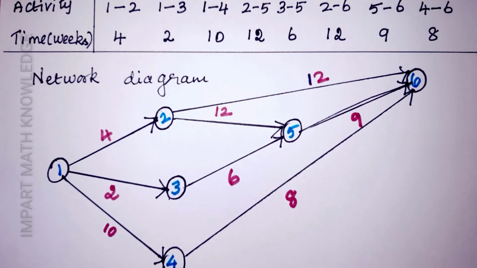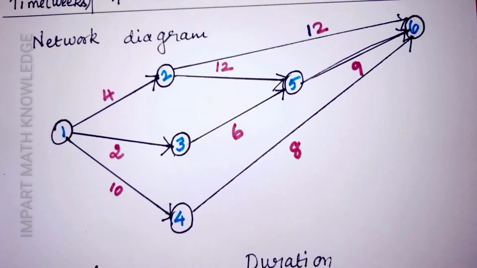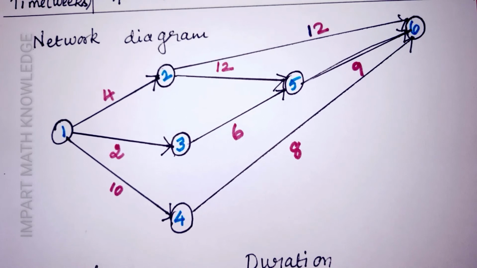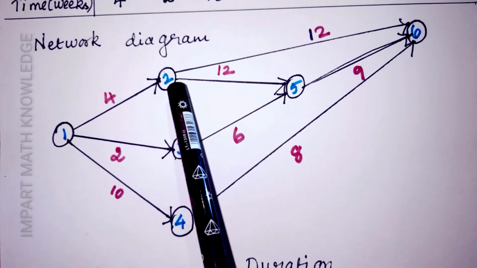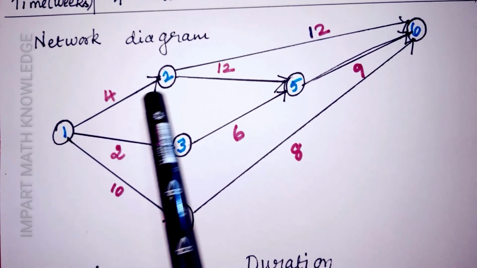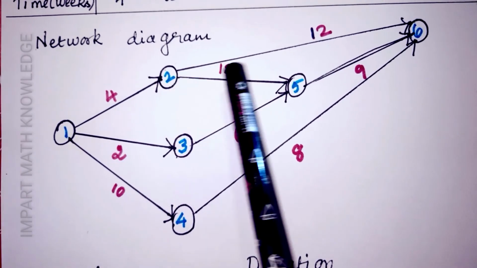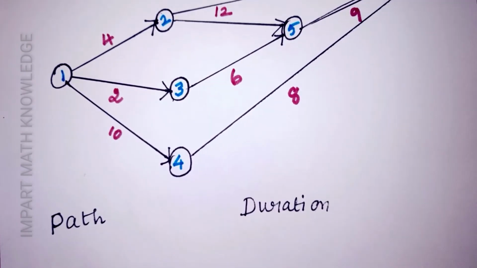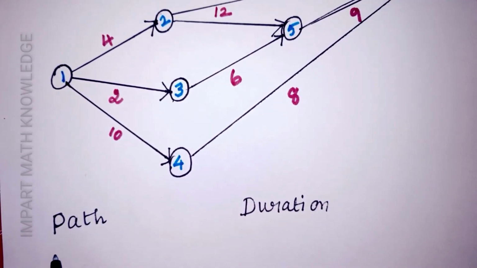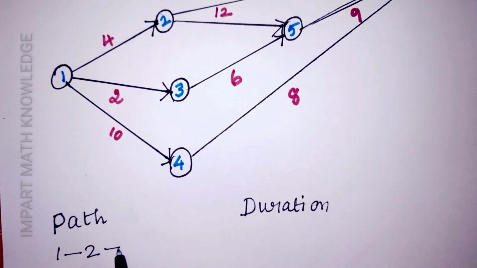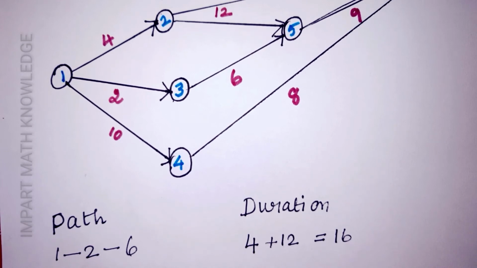Next we have to find the critical path and project duration. You have to write all the possible paths from the network diagram. The first possibility is 1 to 2, 2 to 6. For 1 to 2, the duration is 4. For 2 to 6, the duration is 12. Total duration is 16 for the first path.